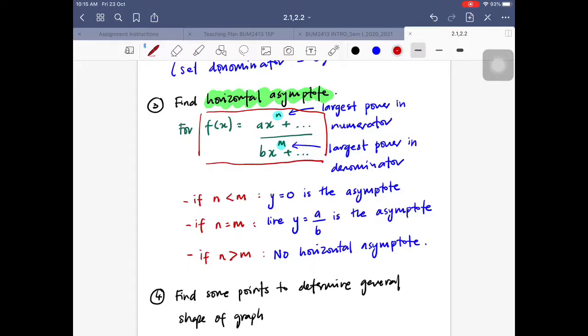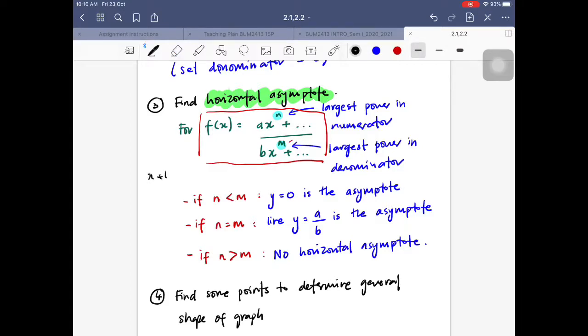First of all, you're going to identify the highest power for the top and bottom. So n is going to be the largest power of the numerator, and m is going to be the largest power of the denominator. So if the value of n is bigger than m, for example, if you have something like x squared plus x over x plus 1, here my highest power is going to be 2 at the top, and 1 at the bottom. Sorry, this is actually the other way around. So let me correct that.